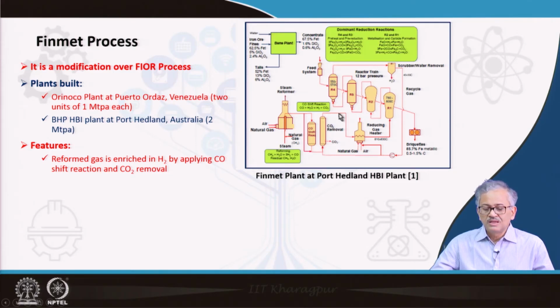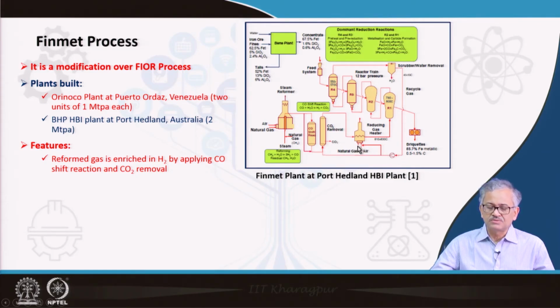So you apply the CO shift reaction, and then obviously you are increasing the CO2 because of the CO shift reaction. So you also take out the CO2. After taking out the CO2, the gas becomes further enriched in hydrogen. Okay. Then it goes to a reducing gas heater. This is also a gas heater. Here also you burn some amount of natural gas with air to produce the heat.